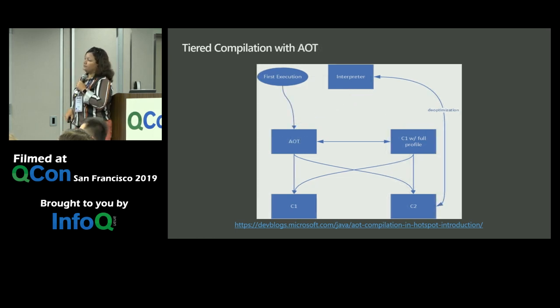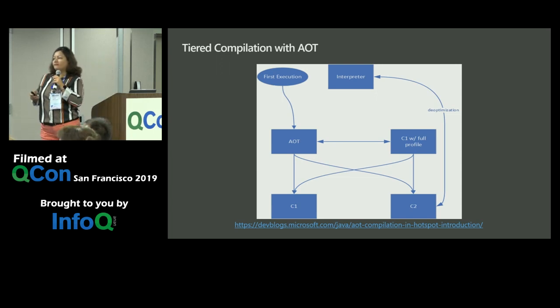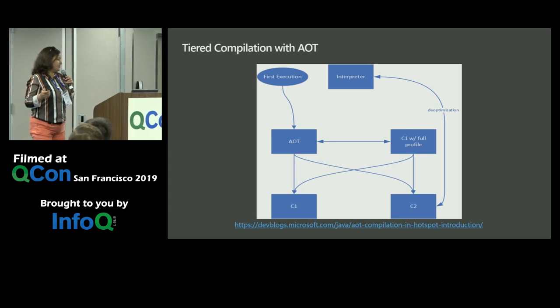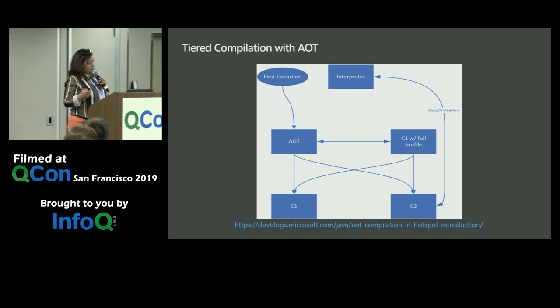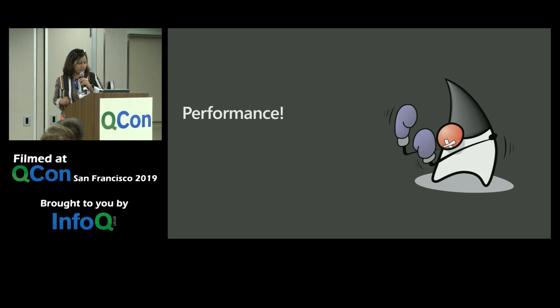With AOT, after the first execution, we do not go to the interpreter. We actually go to AOT code. And we can do C1 and C2 based on full profile. So when you have C1 with full profile, you could go to C2. And any de-optimization goes back to the interpreter. To go into details, please go ahead and read the article. There are many great articles out there on AOT as well.